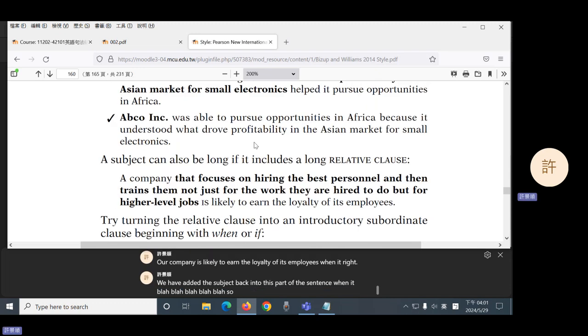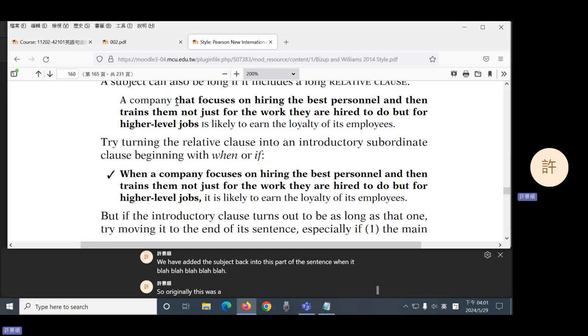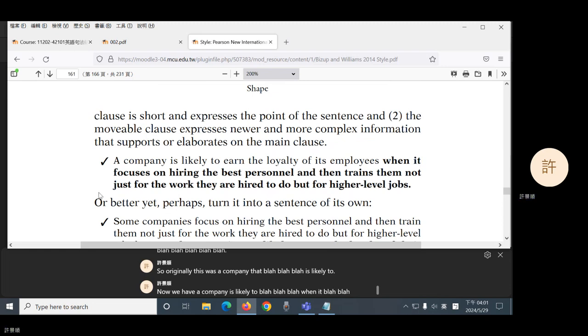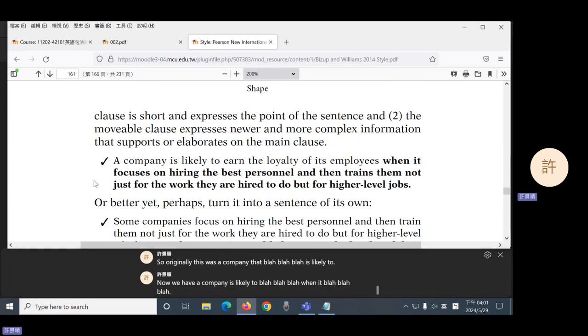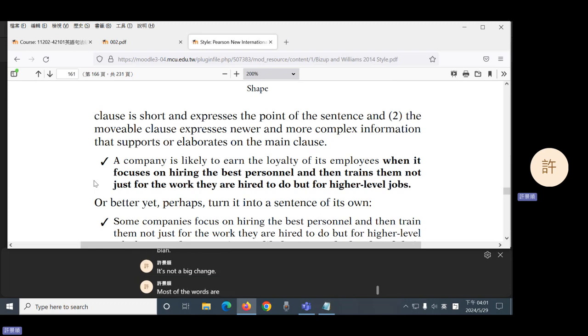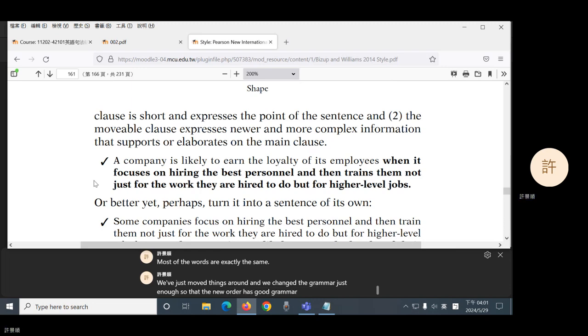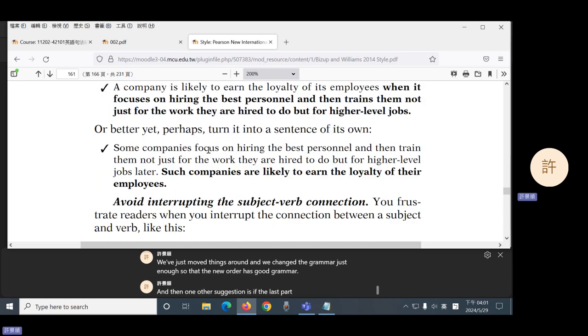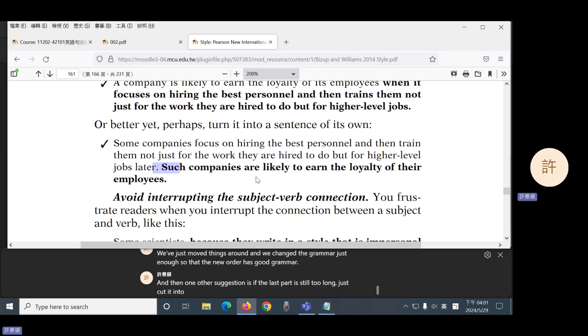So originally this was a company that blah, blah, blah is likely to. Now we have a company is likely to blah, blah, blah, when it blah, blah, blah. It's not a big change. Most of the words are exactly the same. We've just moved things around and we changed the grammar just enough so that the new order has good grammar. And then one other suggestion is if the last part is still too long, just cut it into two sentences.